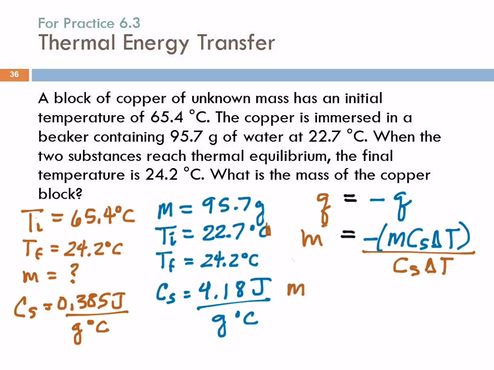Okay, so the mass is going to equal, now we're going to put numbers in. We can't forget that negative sign. You might think, well, how can the mass be negative? Just wait, it's not going to be. The mass of the water was 95.7 grams. The specific heat capacity of the water was 4.18 joules per gram degree Celsius. What is delta T for the water?